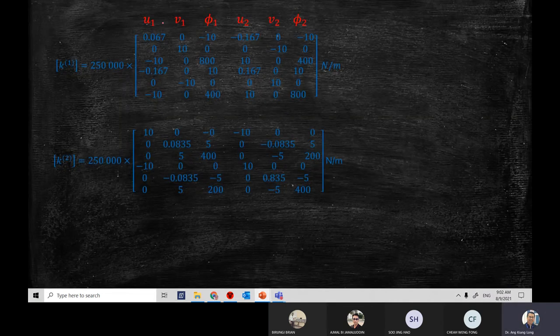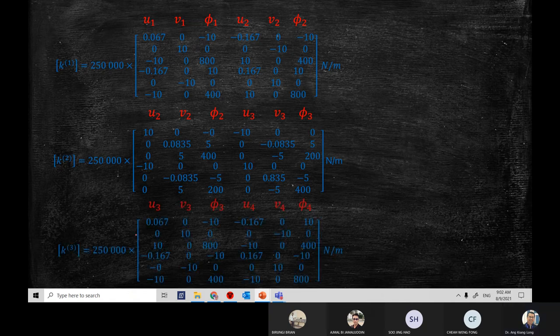So element 1, you have U1, V1, rotation 1, U2, V2, rotation 2. Element 2, you have U2, V2, rotation 2, U3, V3, rotation 3. And element 3, you have U3, V3, rotation 3, U4, V4, rotation 4. The red color is what you issued as tickets. So how many tickets have you issued? Actually, you have 12 different ticket numbers. This is one set. This one is repeated, so we don't need to count. This one is a new set. This one is repeated, don't need to count. So in total, you have 12.